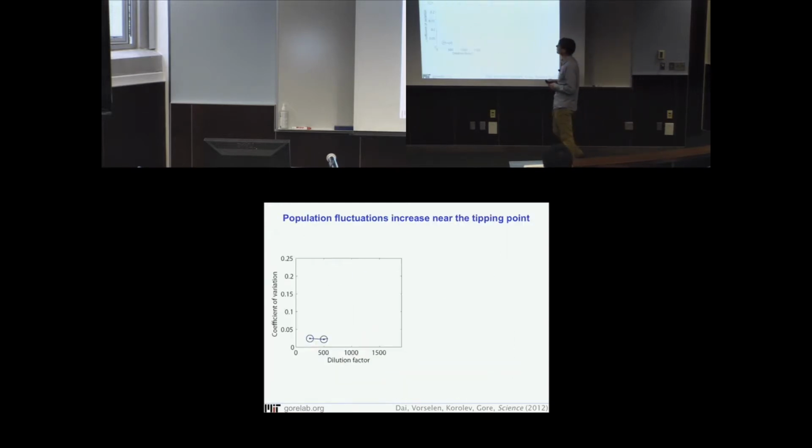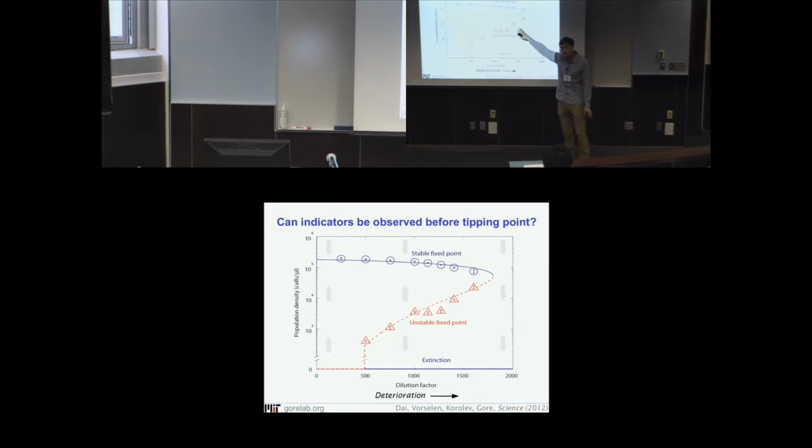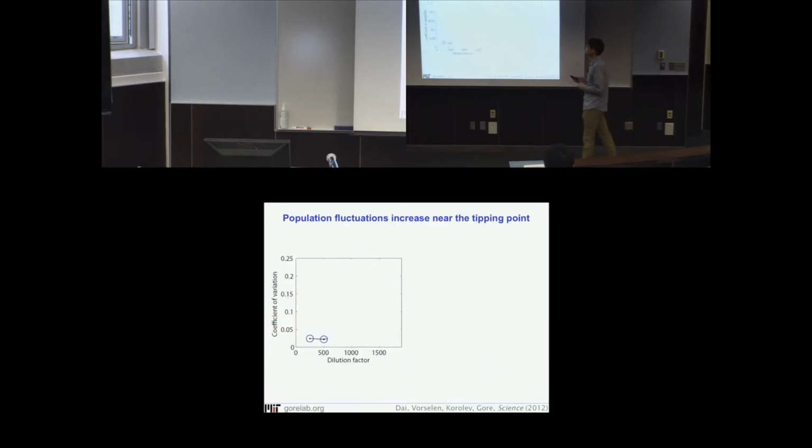Right. Now the question is, as populations approach this tipping point, is it really the case that the fluctuations change? Can we measure these proposed early warning indicators? First, we can look at the size of the fluctuations. This is the coefficient of variation, the standard deviation divided by the mean. In benign conditions, fluctuations are only a couple percent. However, as we deteriorate the environment, the fluctuations increase dramatically.